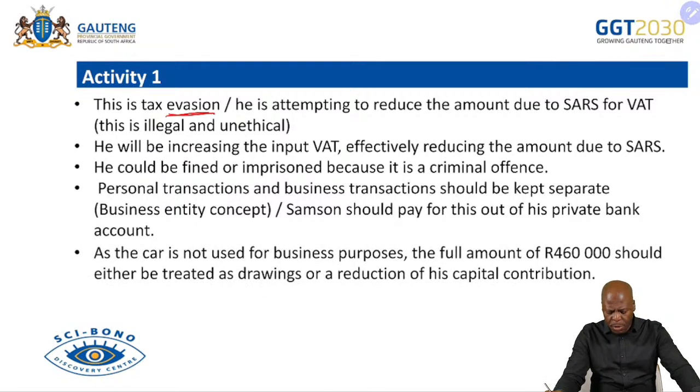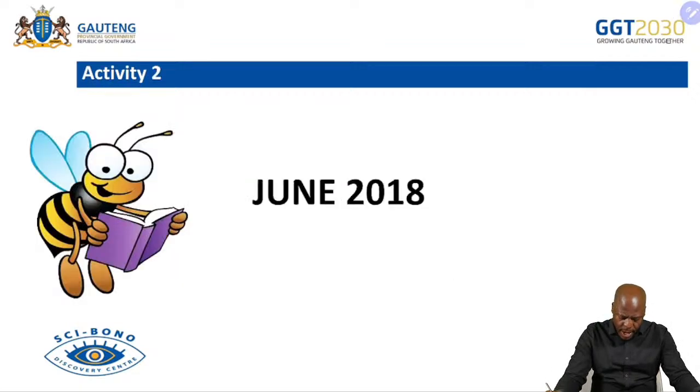As the car is not used for business purposes, the full amount of 460,000 should therefore be treated as drawings or as a deduction of his capital contribution. All right. And then it brings us now to my next activity. I hope you guys are ready. Let's see. Quick activity.